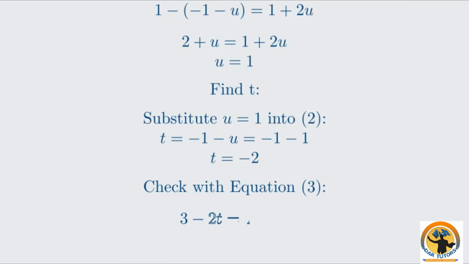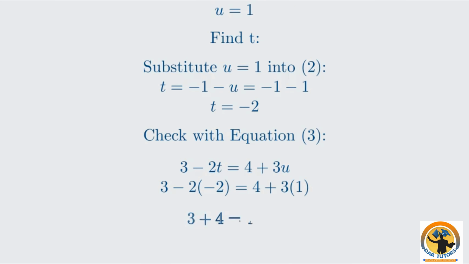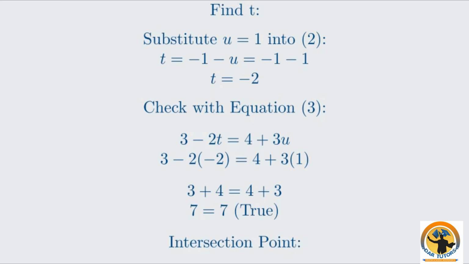Substitute t equals minus 2 and u equals 1 into equation 3. 3 minus 2 times minus 2 equals 4 plus 3 times 1. This gives 3 plus 4 equals 4 plus 3, which is 7 equals 7. The equation holds true. Since we found a consistent solution for t and u, the lines intersect.